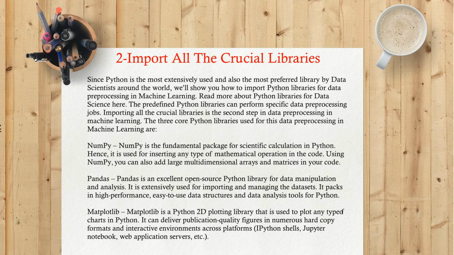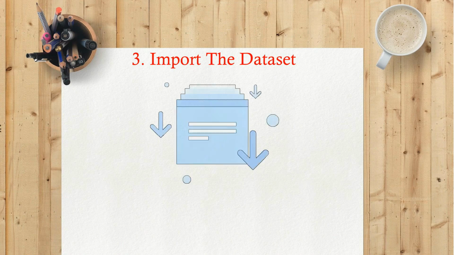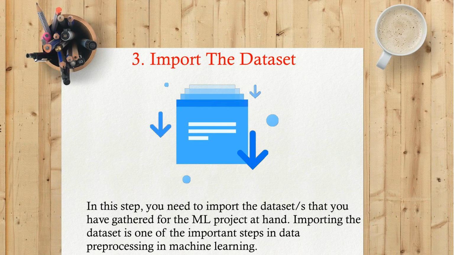Matplotlib. Matplotlib is a Python 2D plotting library that is used to plot any type of charts in Python. It can deliver publication quality figures in numerous hard copy formats and interactive environments across platforms, IPython shells, Jupyter Notebook, web application servers, etc. 3. Import the dataset. In this step, you need to import the dataset that you have gathered for the ML project at hand. Importing the dataset is one of the important steps in data pre-processing in machine learning.